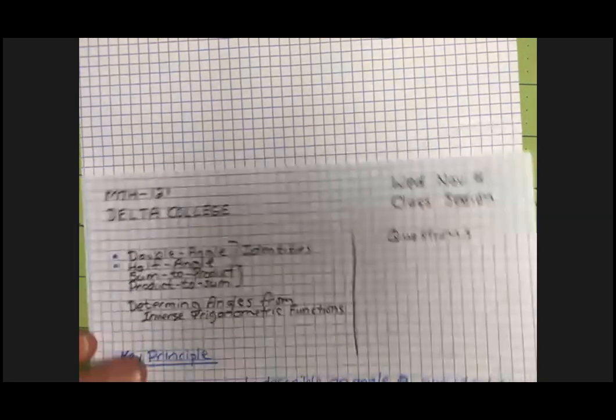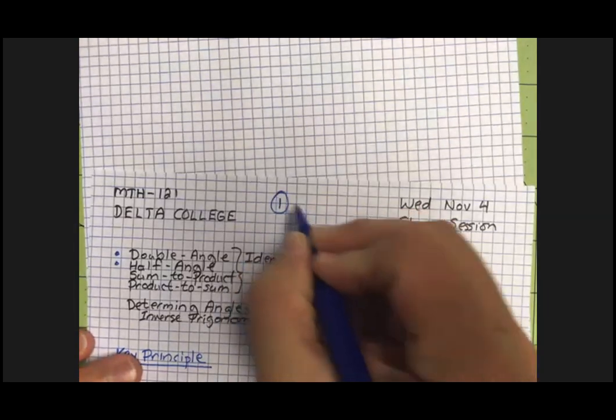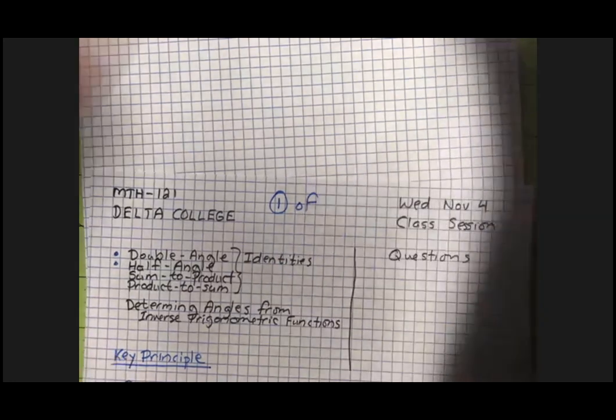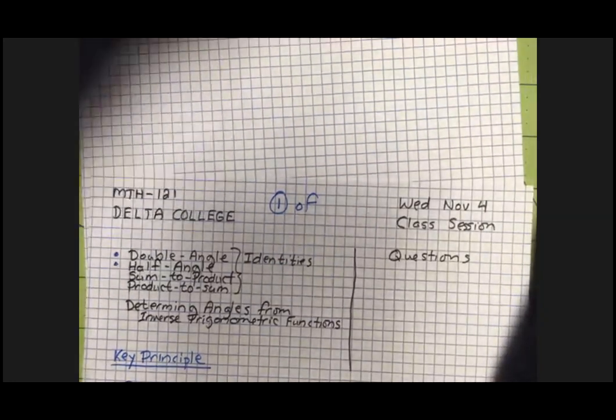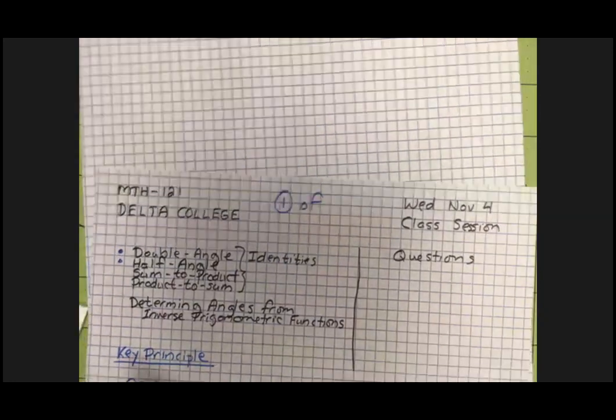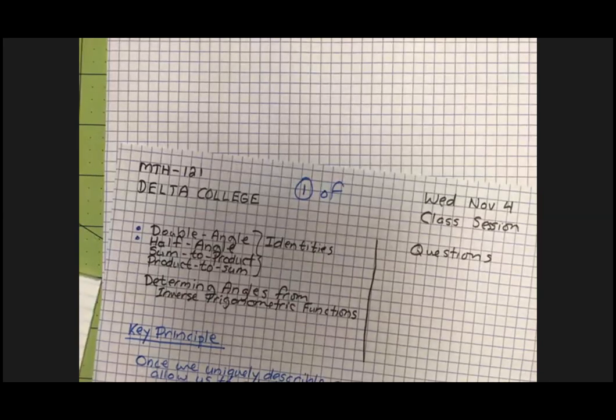This dark line paper is not showing up excellently on the camera right now. So let me find another pad of paper. And let me switch that. Okay.